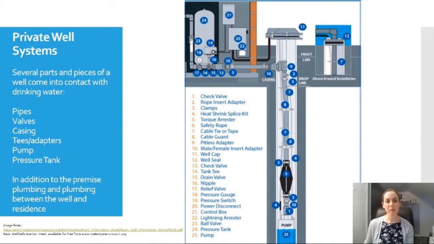If we look at a private well system, there are several parts and pieces of the well that can come into contact with drinking water. Some of these are going to be the same as some of the various plumbing components that were identified within the premise plumbing that can contain lead and copper, and some of them are going to be a bit different. So we have, again, the pipes, we have various soldered joints and valves, the well casing, that is one very particular to the wellhead itself, the T's, adapters, the pump, and the pressure tank. So in addition to all the potential sources of lead and copper in the premise plumbing, you have to also take into account all of the various sources of lead and copper between the well and the residence, and also within the well structure itself.